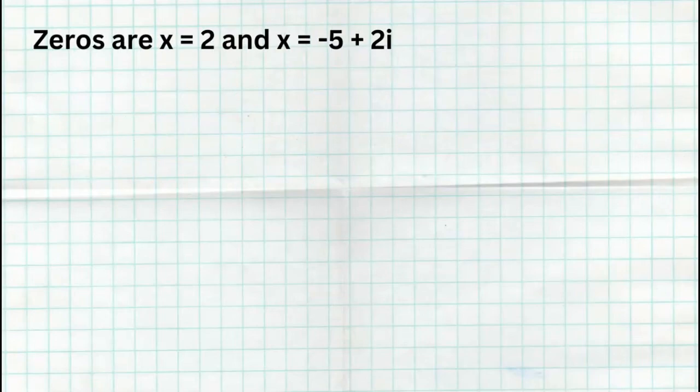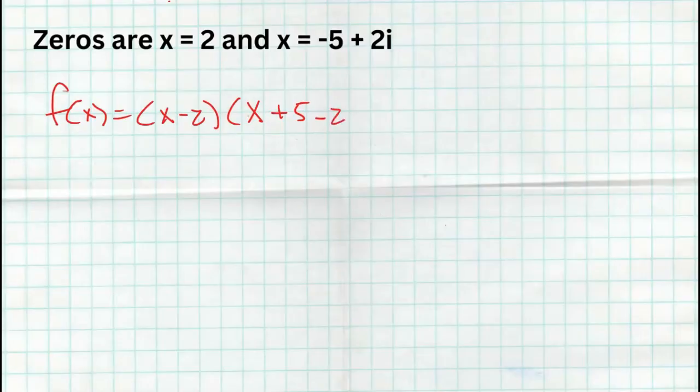This time we have 2 is a 0. Okay, that's awesome. So that means I have a linear factor of x minus 2. Plug in 2, 2 minus 2 is 0. But this time I have another 0, but it's complex. It's imaginary. Okay, don't panic. That just means that x plus 5 minus 2i is its linear factor. Negative 5 plus 5 is 0, and 2i minus 2i is 0. That's why it turns into a 0.